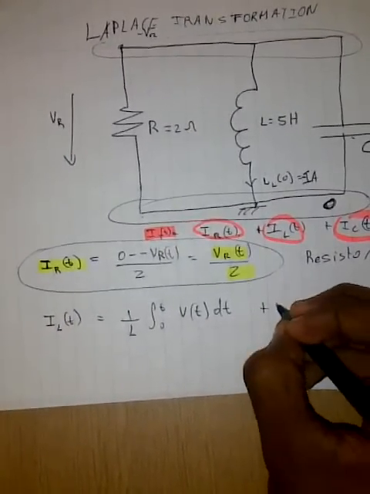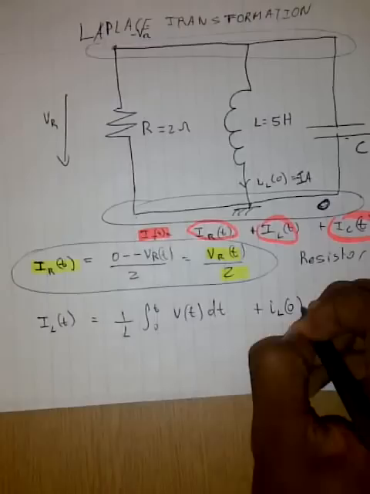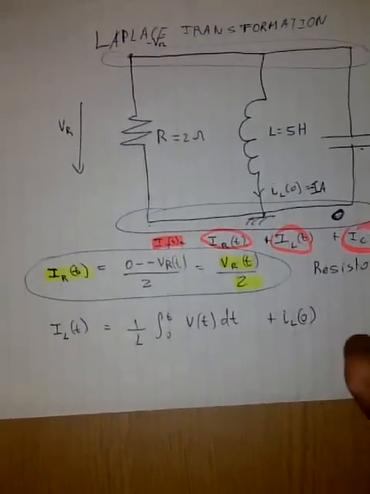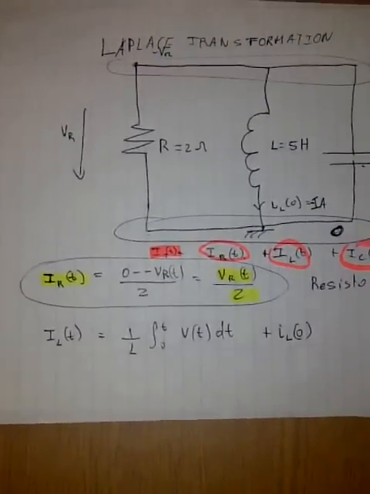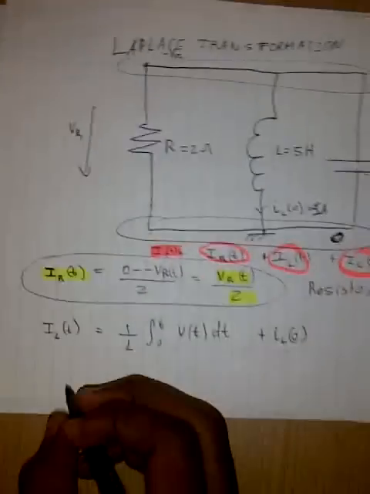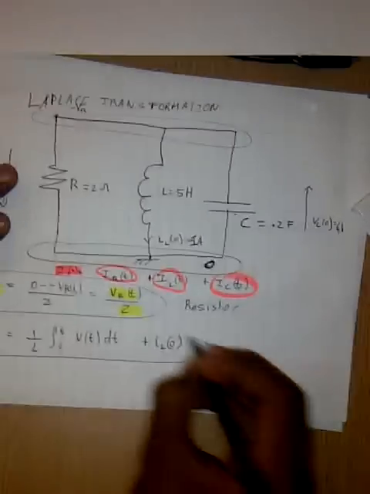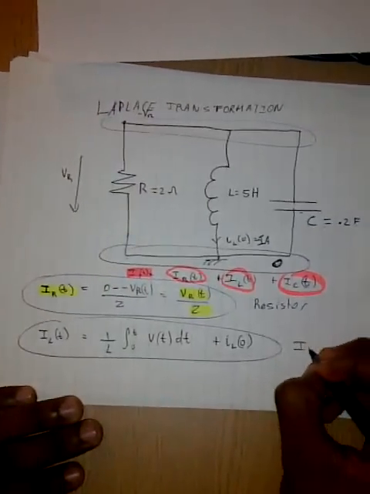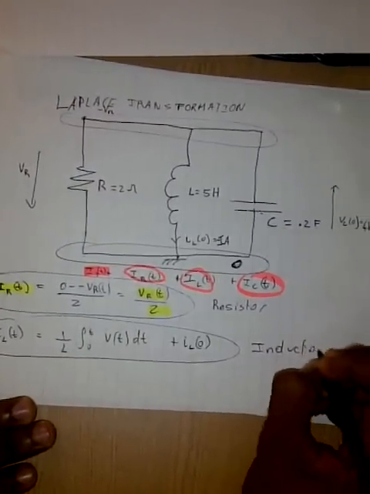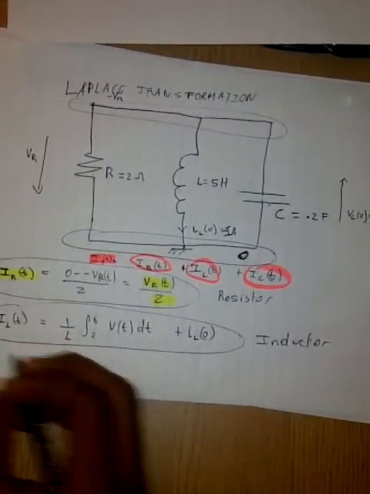So we're going to put plus IL0. This was before the system had been turned on to be charged. And so this is the equation for the inductor in this particular diagram.